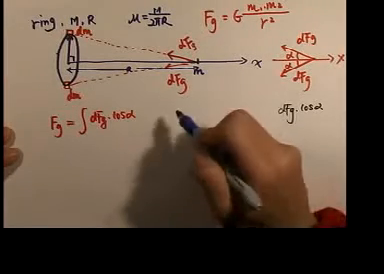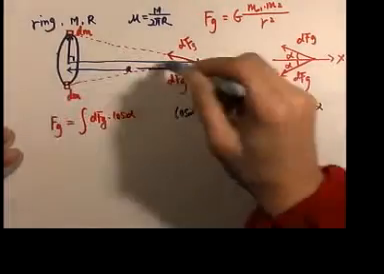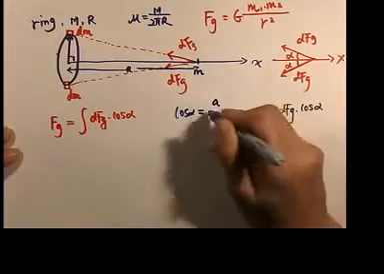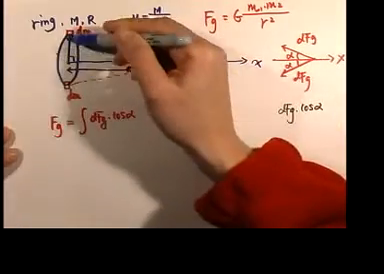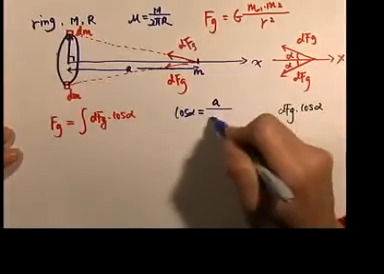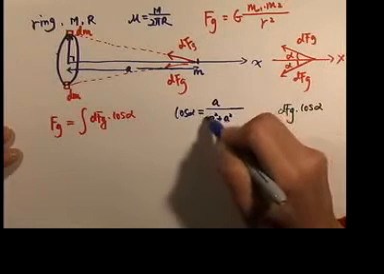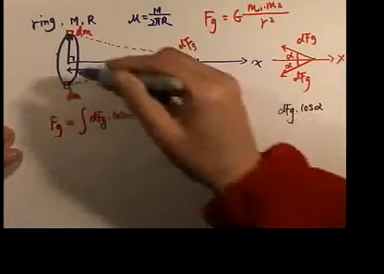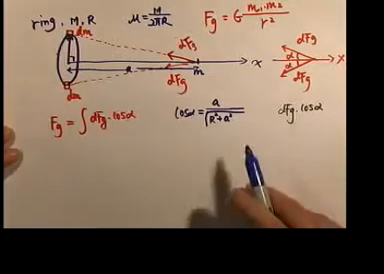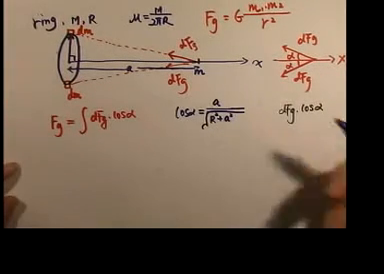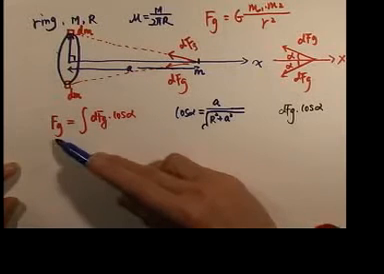Now, this cosine alpha can be written as the side adjacent, which is a, a constant, divided by the hypotenuse. This is the radius of the ring, so that should be the square root of r squared plus a squared. So cosine alpha is this, and it's a constant. So how do we find the total Fg?